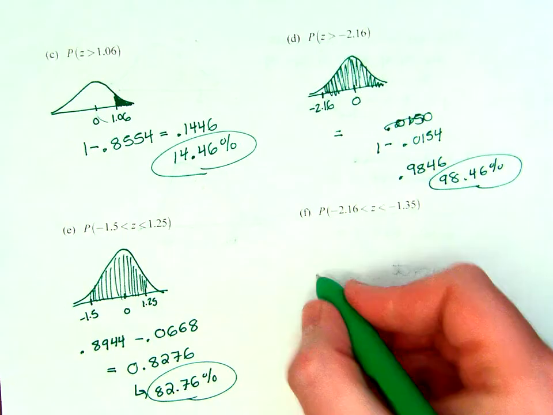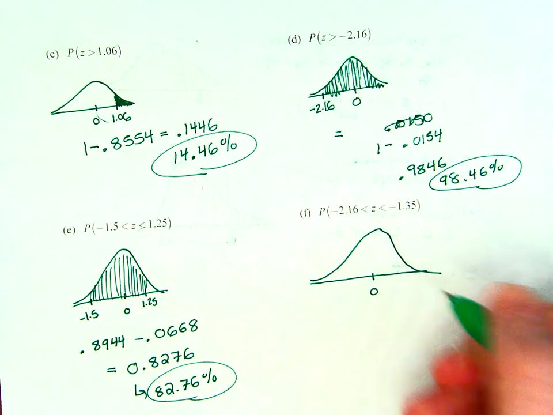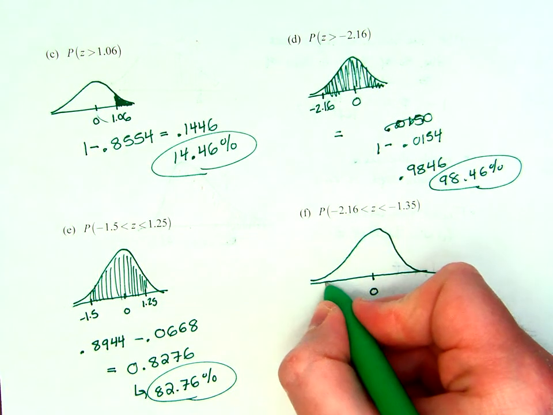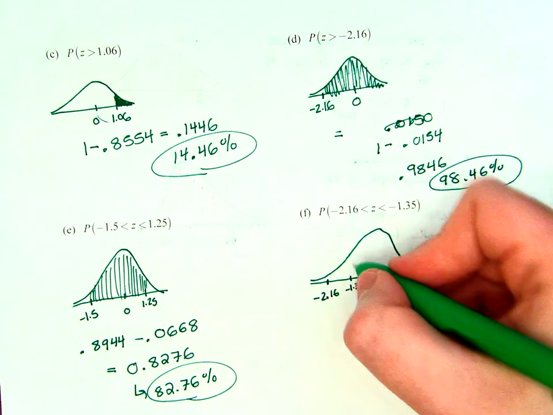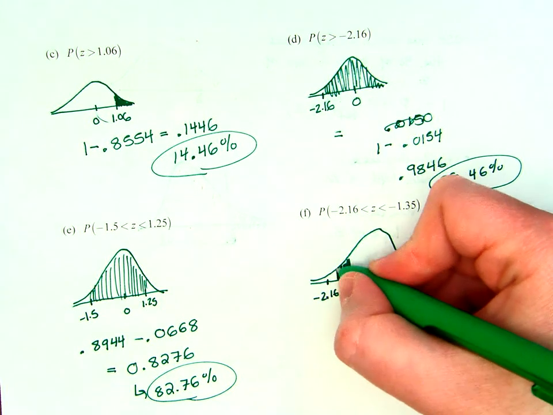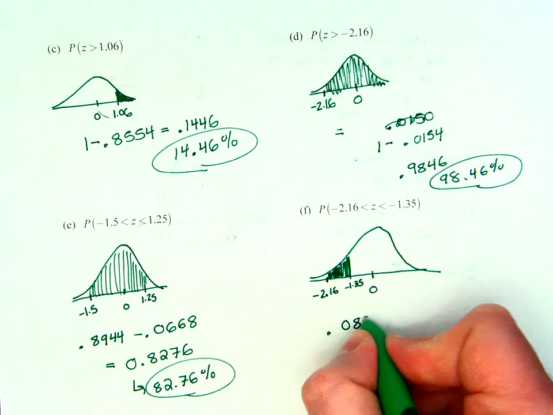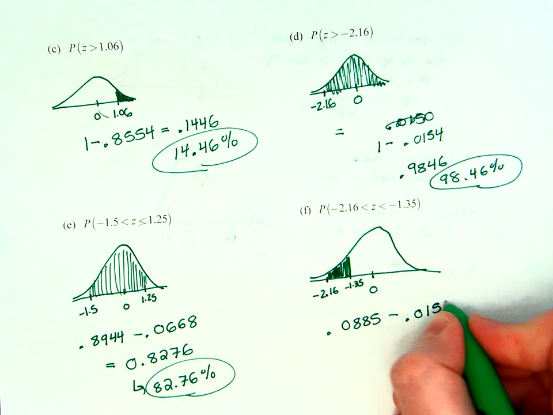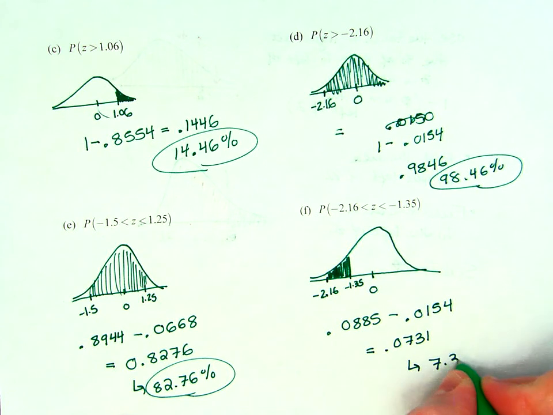You try letter F. Make sure you're being good with your drawing. Realize both of these z-values are negative, so they both had better be to the left of 0. Care about maybe the area over there. I'm going to do 0.0885 minus 0.0154, 0.0731, which is giving me 7.31%.